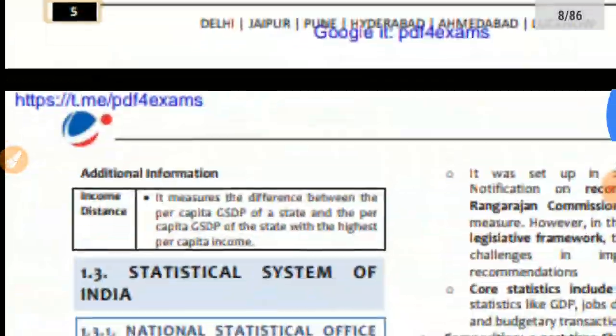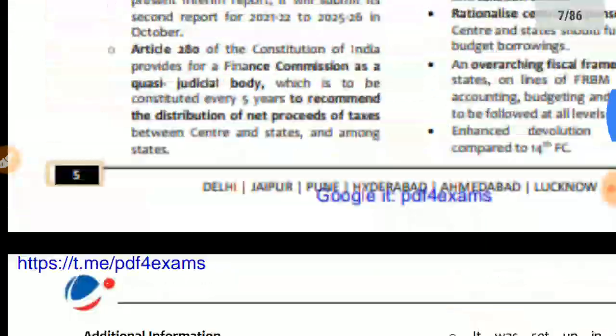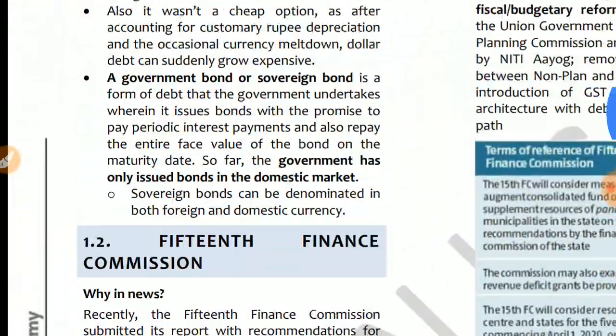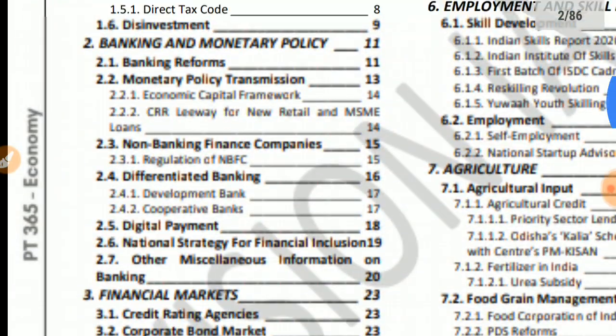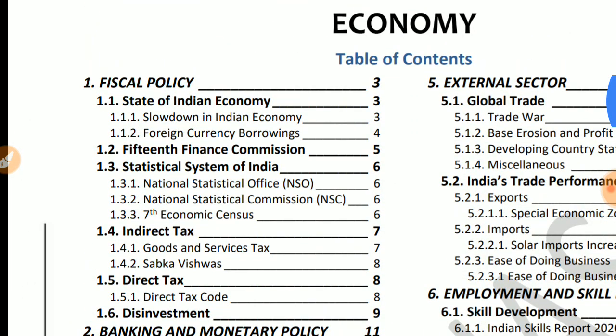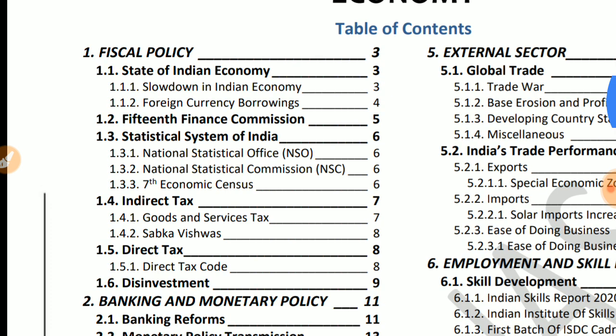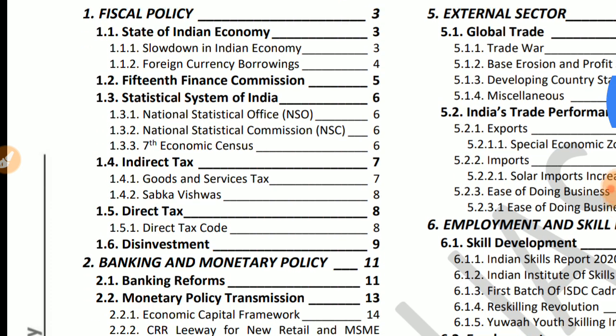We will cover the 15th Finance Commission in the next lesson. As of now, 1.1 has been completed, and under 1.1 we have covered both the slowdown as well as the foreign currency borrowing. In the next lesson we will cover the other important news articles, and stay tuned.